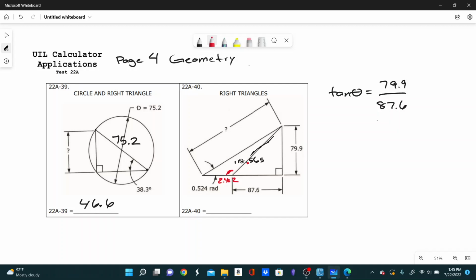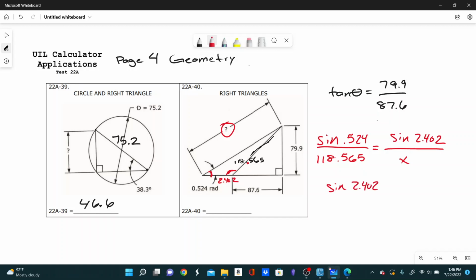Oh, okay, so here's something. We have this angle and the opposite side: 0.524 radians and the 118.565. And we have this angle, and we're looking for this side. So we could just use the law of sines. So sine of 0.524 divided by 118.565 equals the sine of 2.402 divided by x. So if we solve for x, this will be sine of 2.402 times 118.565 divided by the sine of 0.524.